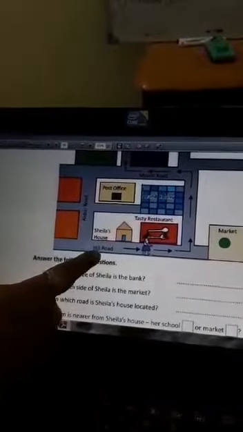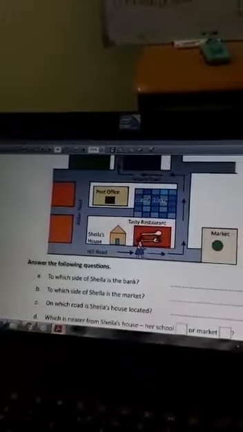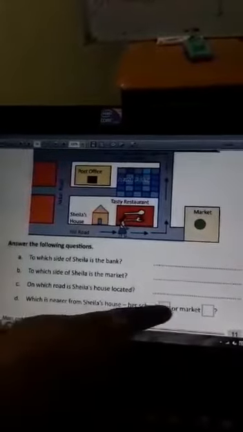On which road is Shaila's house located? So the road name is Hill Road, so we will write over here Hill Road. Okay, now here, which is nearer from Shaila's house, her school or the market? So the school is too far. You can see here that the school is here. First she will go here, she will take a left turn, again a left turn, and then a right turn, then she will be reaching over here, and that is too far also on the Mount Road. But on Hill Road itself is your market, so the market is near to Shaila's house. So we will put a tick mark over here.